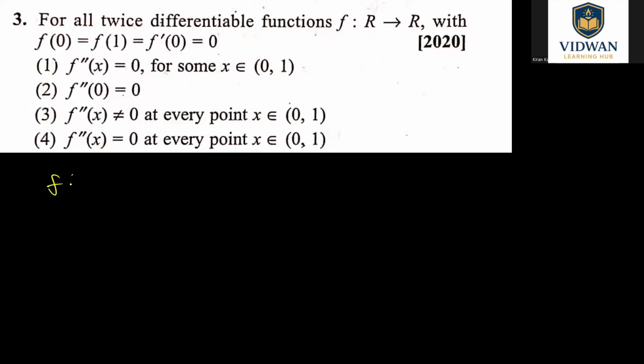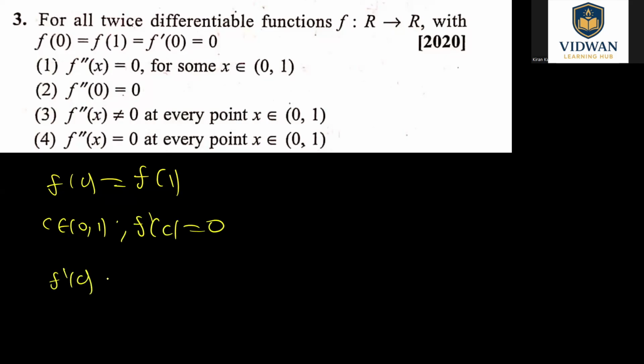So here f of 0 equal to f of 1 is the condition for Rolle's theorem. So we can say there is some value c in open interval 0 to 1, so that f dash of c should be 0. And they also gave f dash of 0 is 0 separately. This is also 0. So what can you say about double derivative?